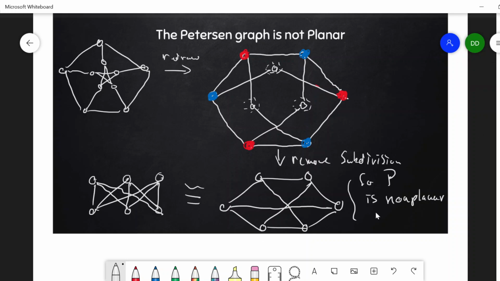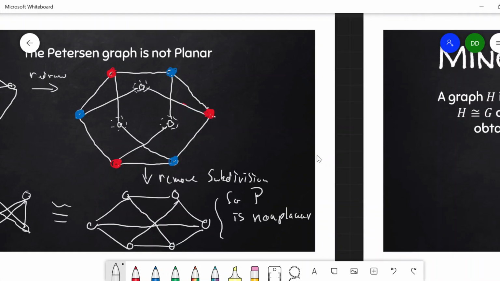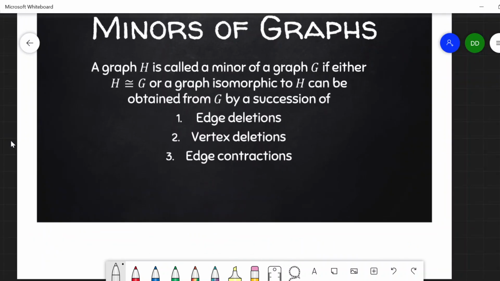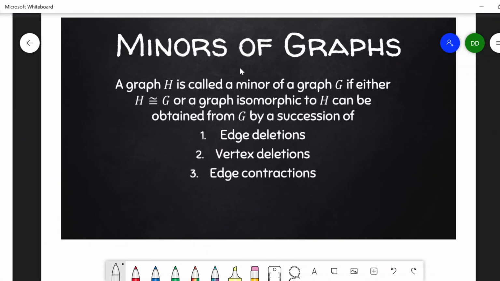So this idea of removing subdivisions is going to give us another characterization for planar graphs, which is perhaps easier to put into application. It's a little bit easier to see when a graph is planar or not. So for this, we need to talk about minors of graphs. A graph H is called a minor of a graph G if H is obtained from G by a succession of edge deletions, vertex deletions, so this is essentially subgraph properties, and then the third new one is an edge contraction. We haven't talked about edge contractions before, so let me talk about that.